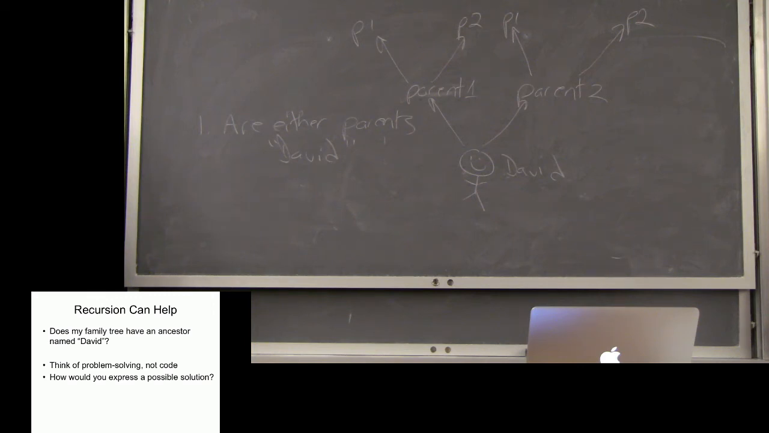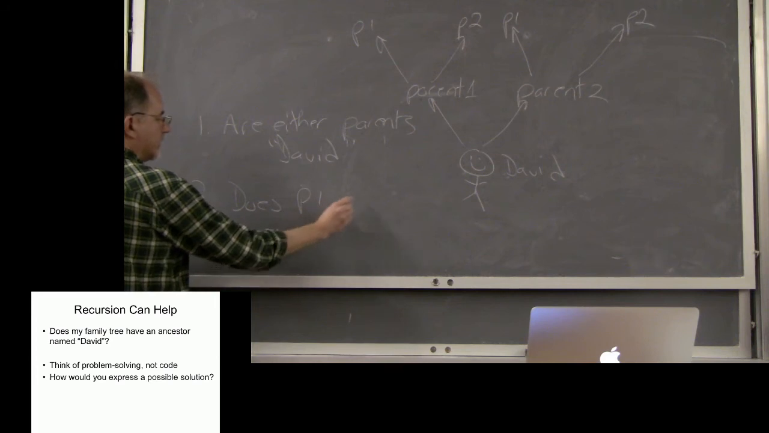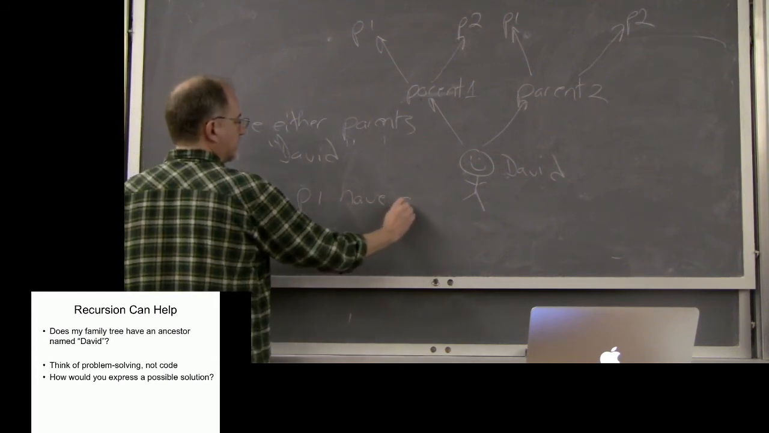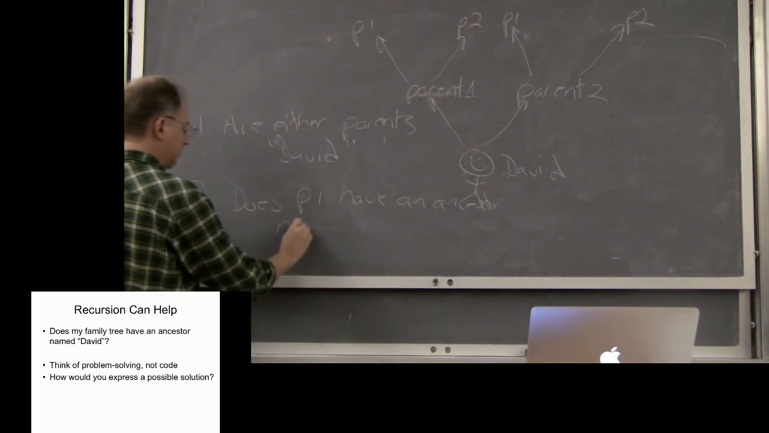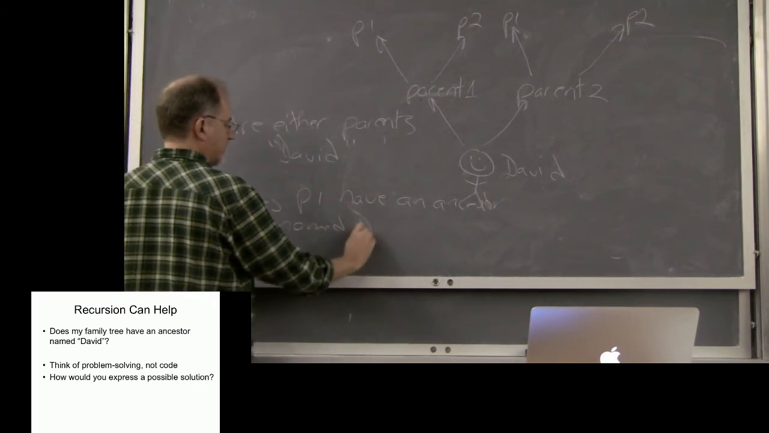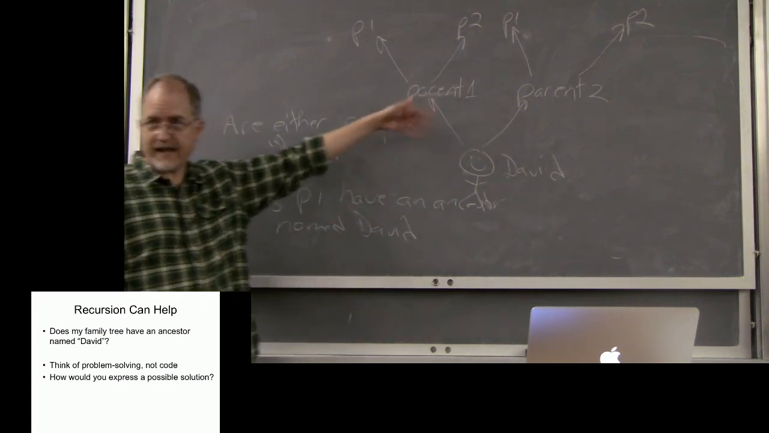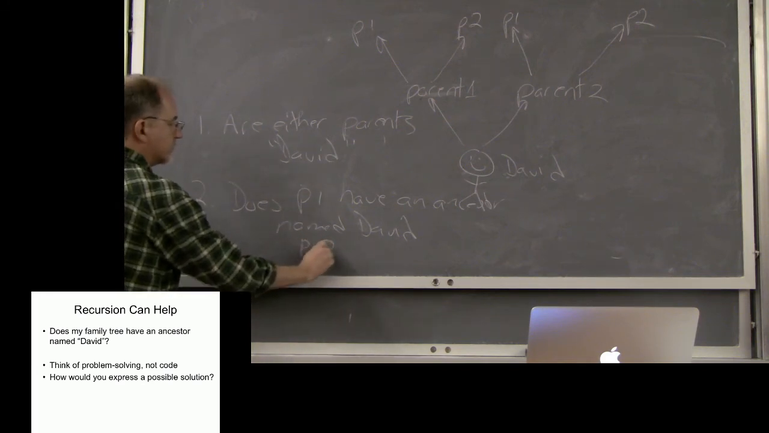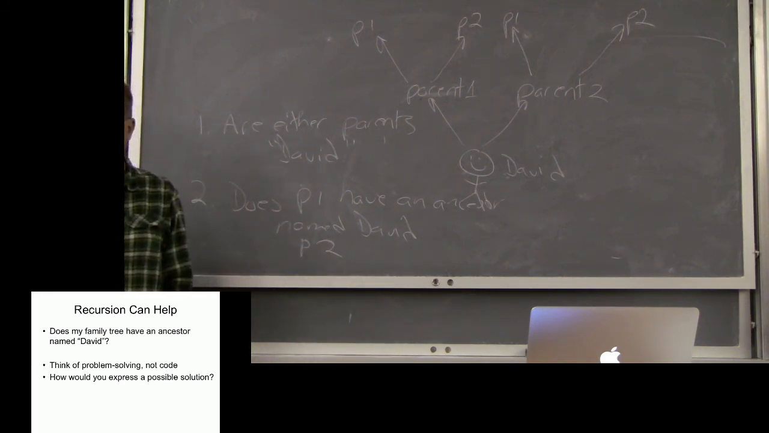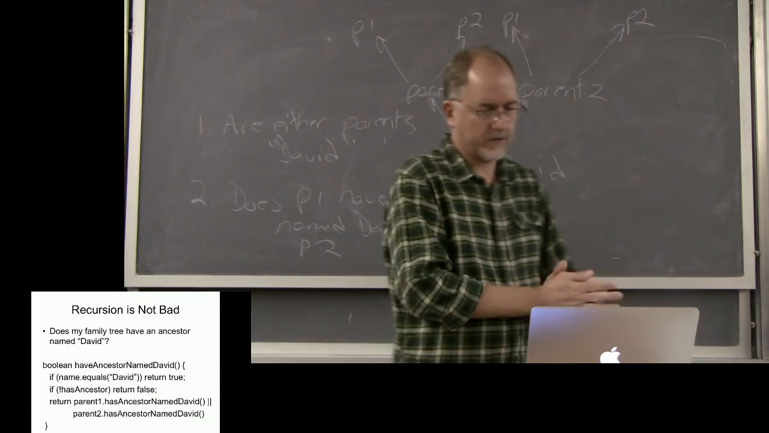Are their parents named David? Does parent 1 have an ancestor named David? All right? So I sort of know about myself and I know about my parents, but then they can ask their parents about what's going on. And then does parent 2 have an ancestor named David? All right, so one way of thinking of this, well, let's use some sort of code.